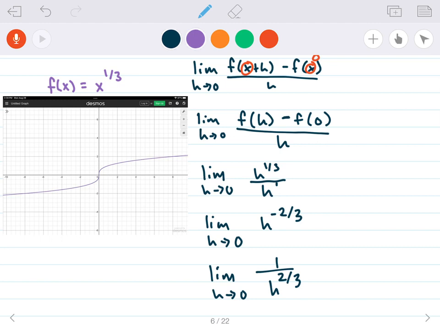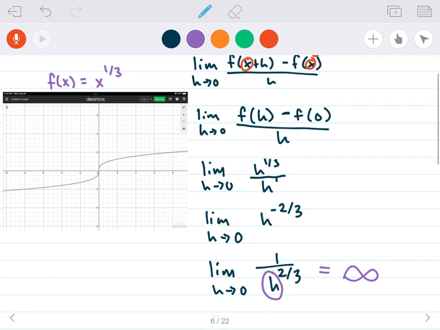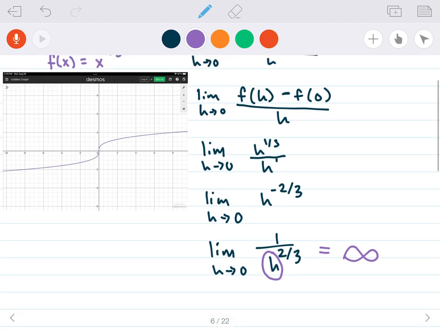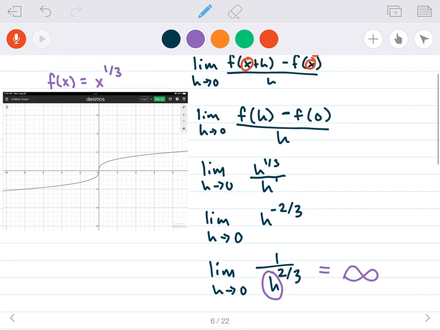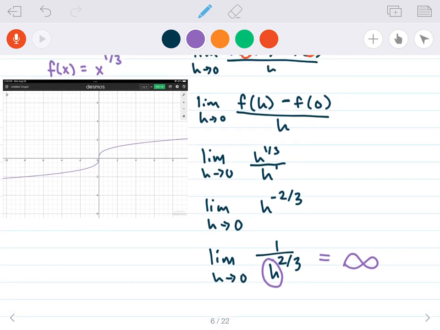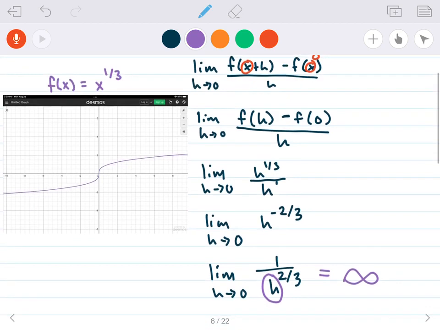And you should try this out from the left and the right side. As h gets closer and closer to 0, this thing is going to blow up. It's going to get very, very large, okay? And because of that, the limit does not exist at x equals 0 for the derivative, and we just showed that using the limit definition.